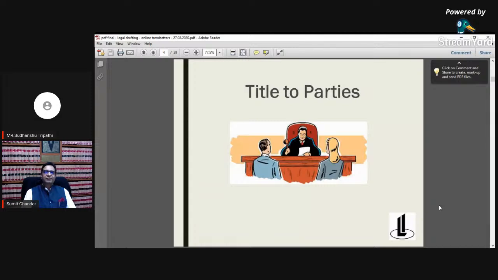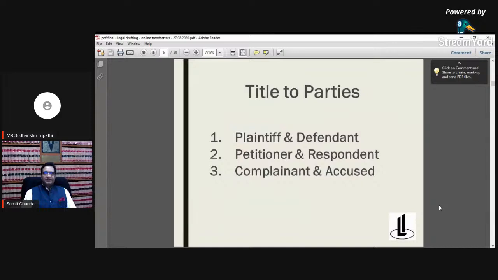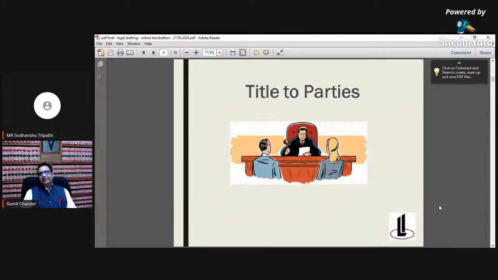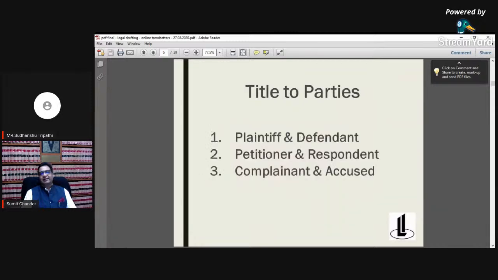So now, when we file a case, and this is all important basics to understand drafting, whenever a case is filed, there will be a title to the parties that are filing the case. For example, in a suit, there is going to be a plaintiff on one side and a defendant on the other. In case of a petition, a petitioner on one side and the respondent on the other. And lastly, the complainant on one side and the other.